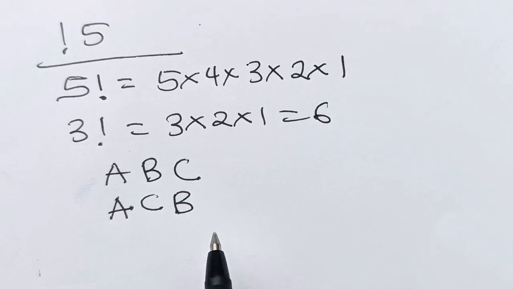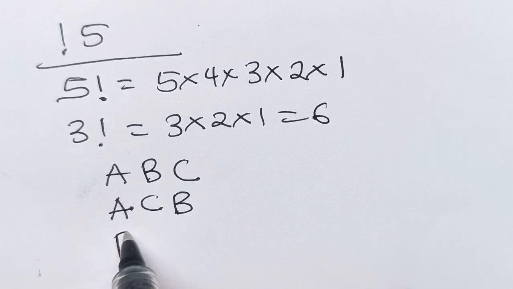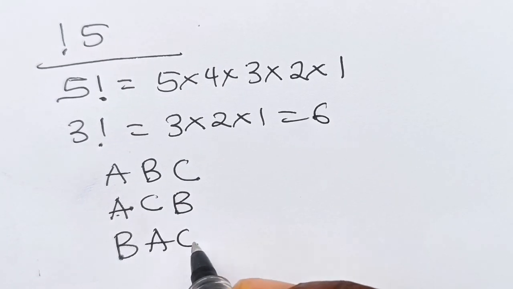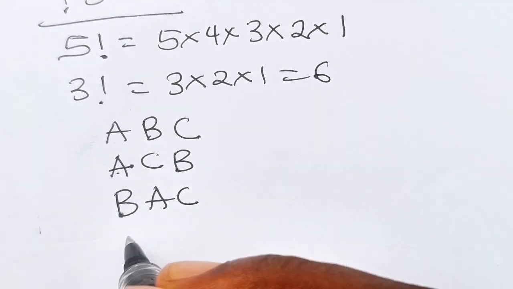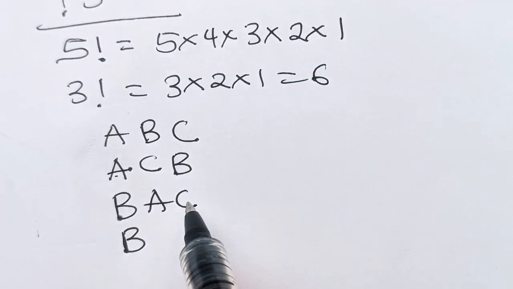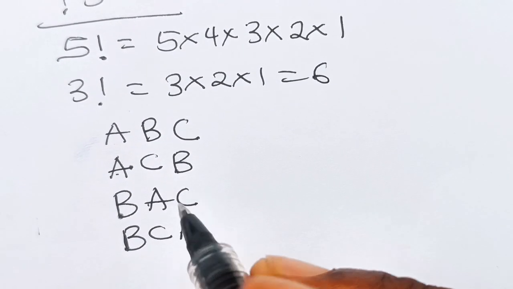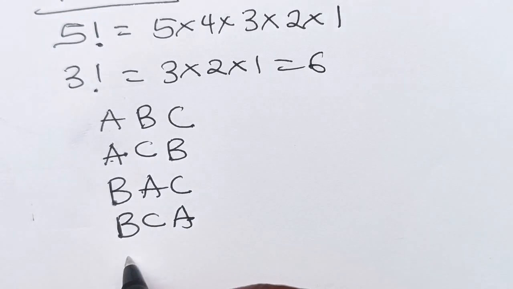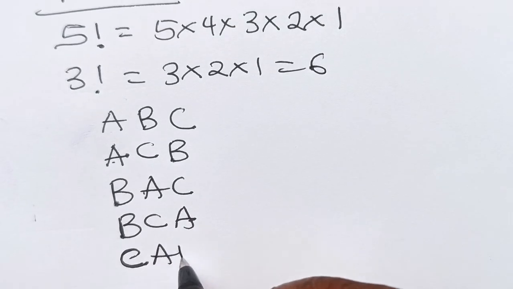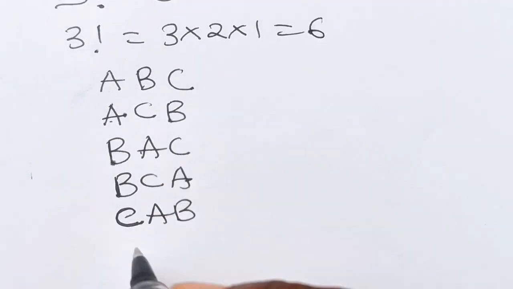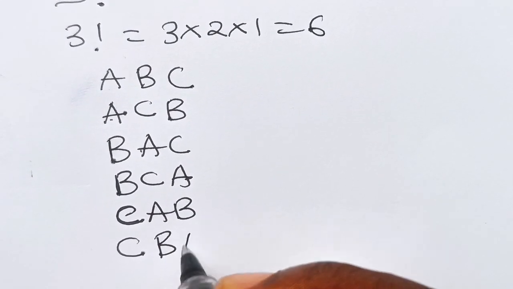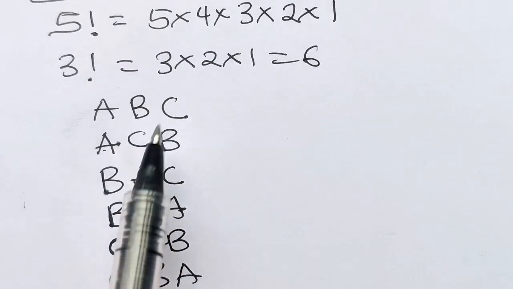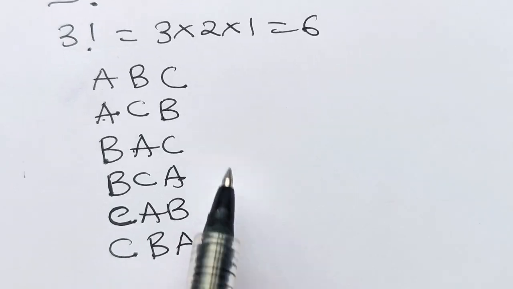Now if we take B and write AC, this is another arrangement. If we retain B's position here and change the position of C and A, this gives us the 4th arrangement. Similarly, if we write C and write our AB, this is our 5th arrangement. If you retain C and write our BA, this is the 6th arrangement, and we are done. There is no other way we can arrange these 3 items. I notice that they are 6.